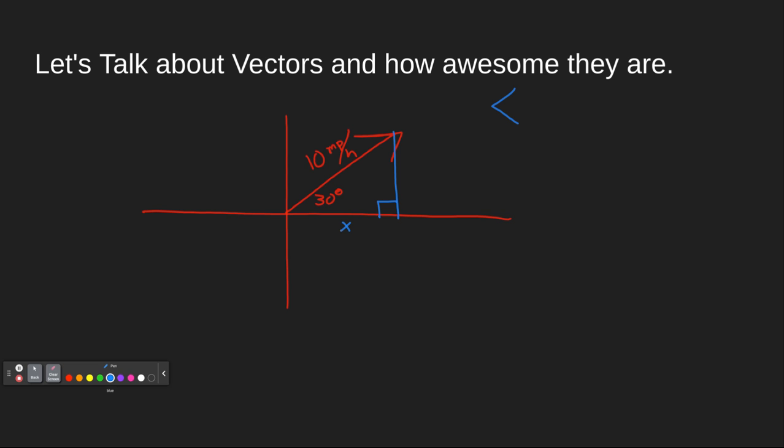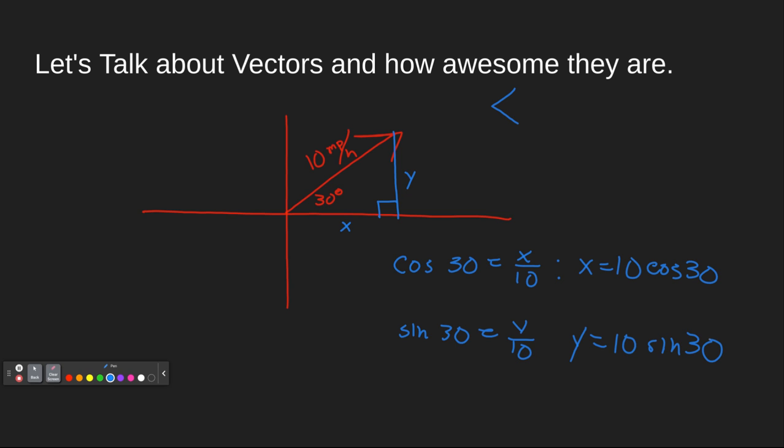So this is the x and this is the y, and you'd say cosine of 30 is x over 10, and sine of 30 is y over 10. So you end up getting x is 10 times the cosine of 30, and y is 10 times the sine of 30. So what we get is 8.66 for x and 5 for y.